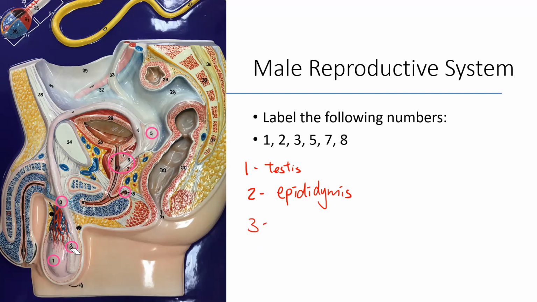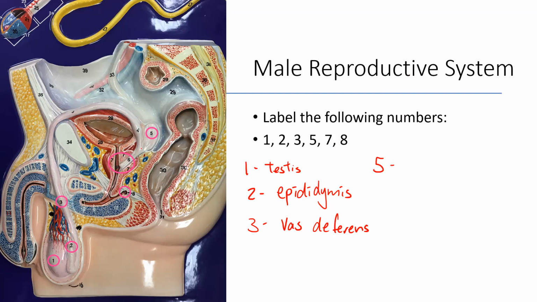Number three, that's this long tube. There are two, one on each side. That is the vas deferens. When someone has a vasectomy, that is the one that is being cut. Afterwards, there will be no more sperm in the semen. That is a type of birth control that some men decide to have.